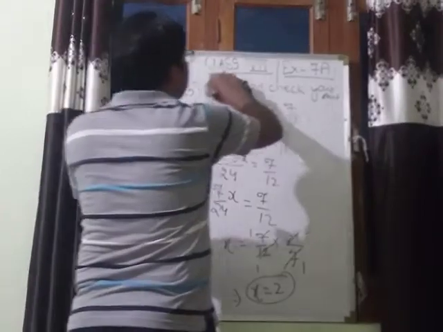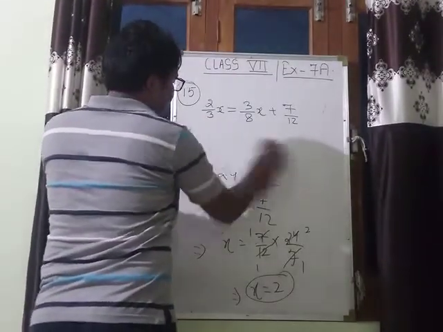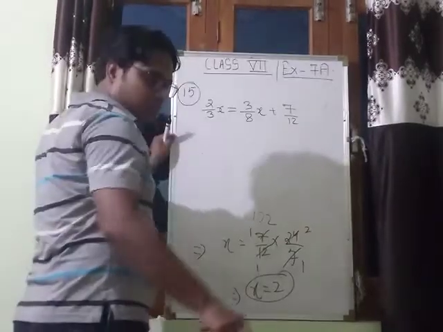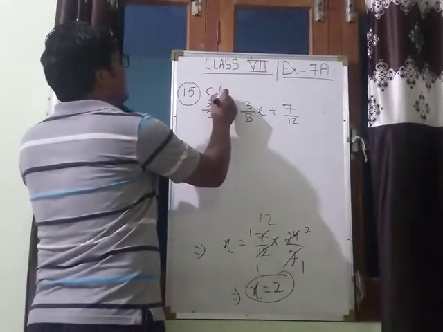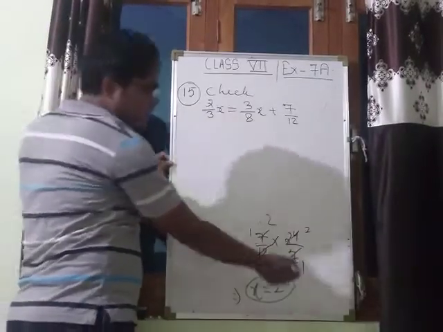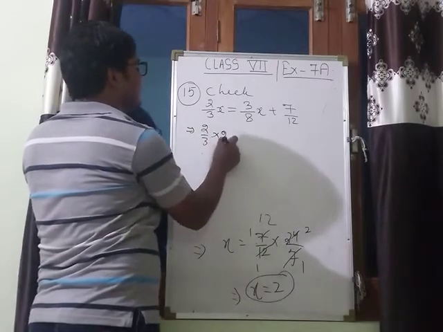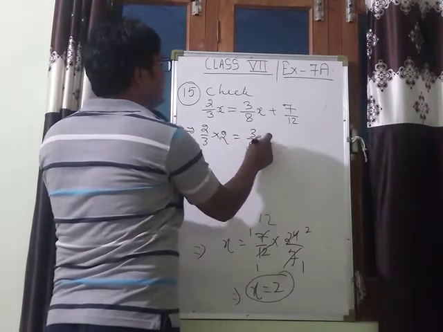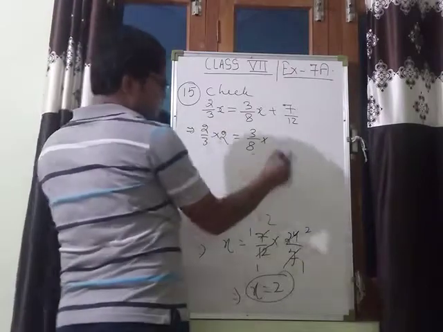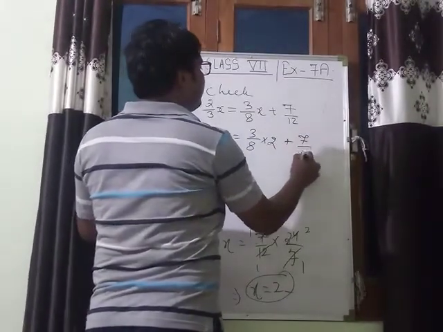See, our equation is this one. Put x is equal to 2 now. What we have? 2 by 3 into 2, that is 3 by 8 into, replace x by 2 because x becomes 2 here, plus 7 by 12.